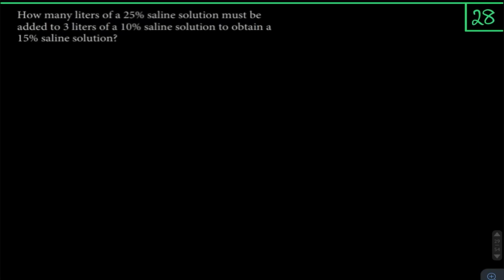Problem 28 is a little bit tricky. It says, how many liters of a 25% saline solution must be added to 3 liters of a 10% saline solution to obtain a 15% saline solution?